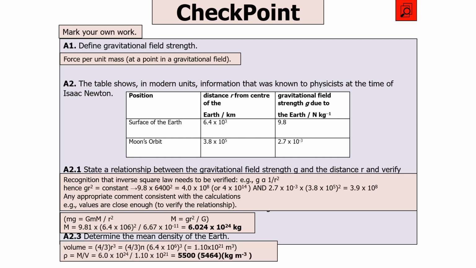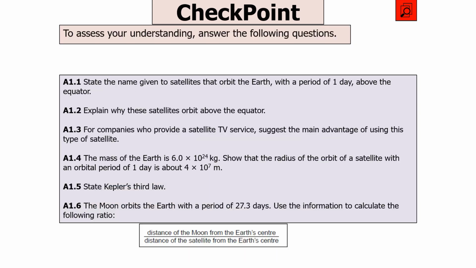Then we can work out the mean density, because density is going to be mass over volume. The Earth is a sphere, so the volume is 4 over 3 pi r cubed, so you can work it through that way, and then you pop in the mass you've just calculated before divided by the volume, which is worked out by 4 over 3 pi r cubed, so you get 5,500 kilograms per meter cubed.